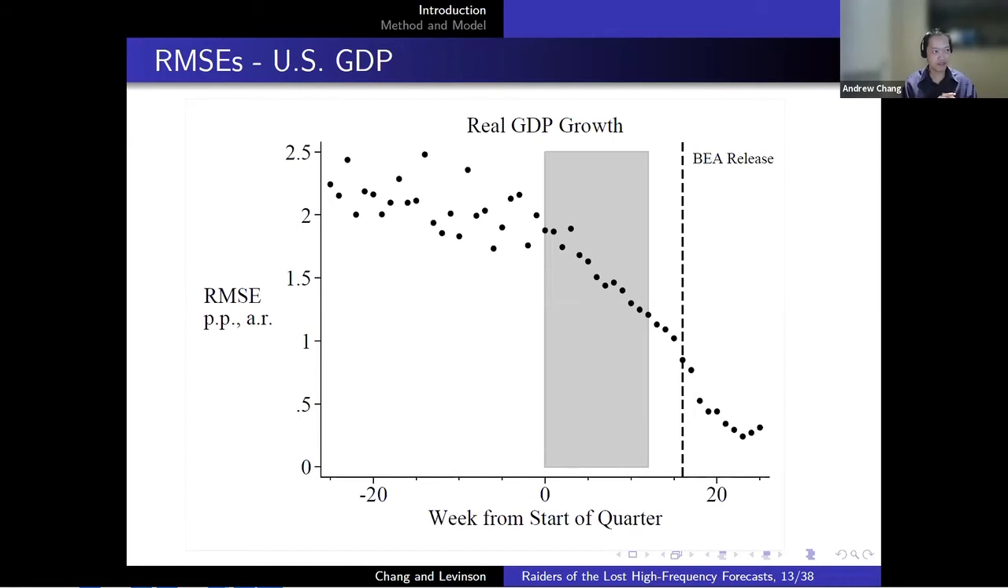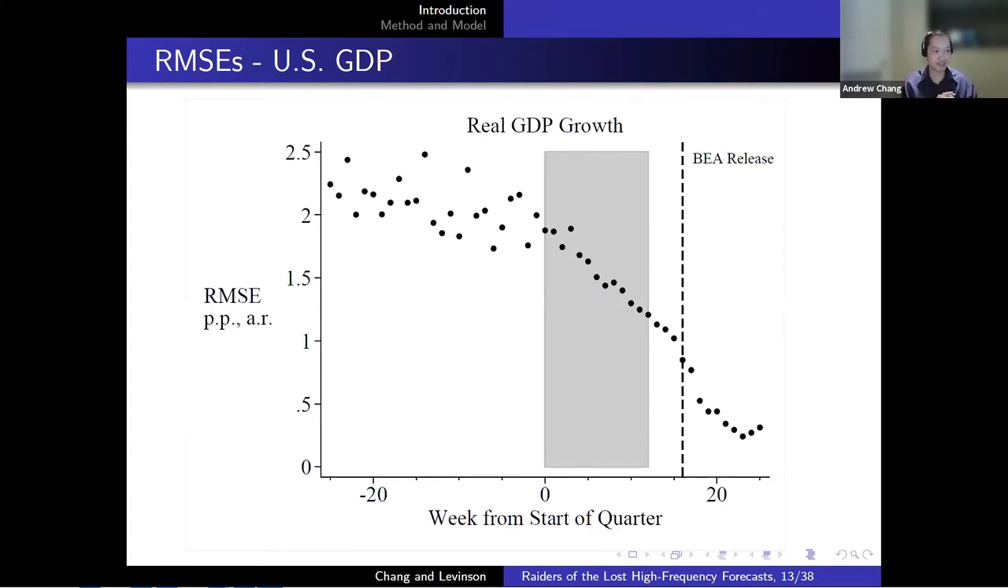So what we can see from this chart is that there's a steady decline in the RMSE of the staff GDP forecast as we get more and more information, as we move closer and closer to the quarter. And there's an acceleration in the decline of the RMSE about when the quarter is open. So what that tells me, at least, is that the nowcasting signals are particularly useful for decreasing the RMSE of the staff GDP forecasts.